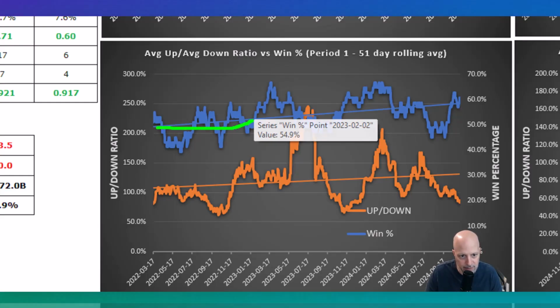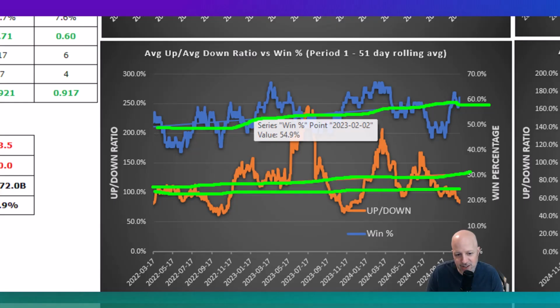In the blue, we have the average win percentage, a 51-day rolling average of the win percentage over time for period 1. We can see that it's been trending upward, and it ended at 60% at the end of period 1. And then the other stat we're looking at is the up over down ratio. So the size of the up days over the size of the down days calculated over a 51-day rolling average. And so you can see how it's trending here. We want this number to be over 100% because you always kind of want your up days to be bigger than your down days. And so it's trending in that direction during that period.